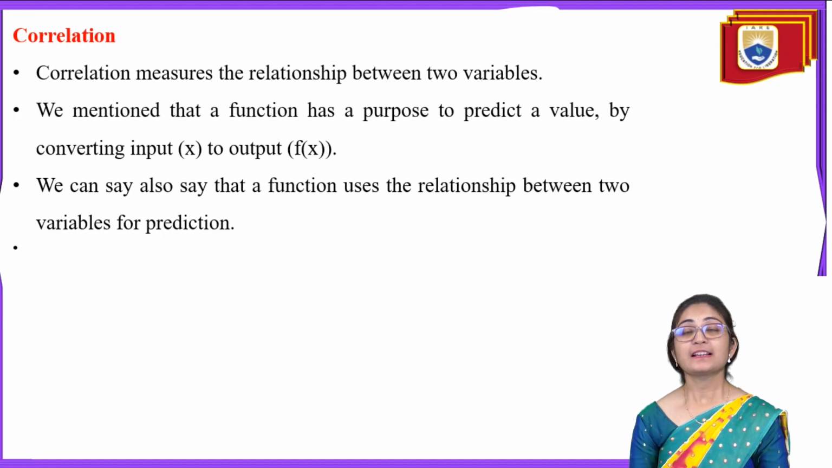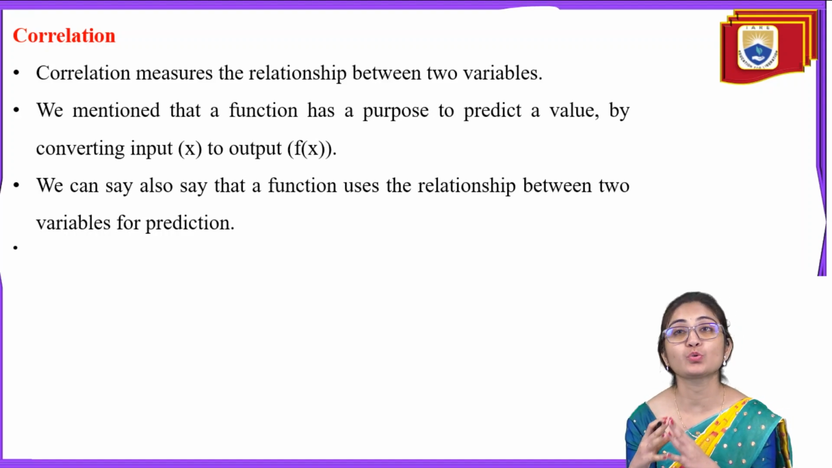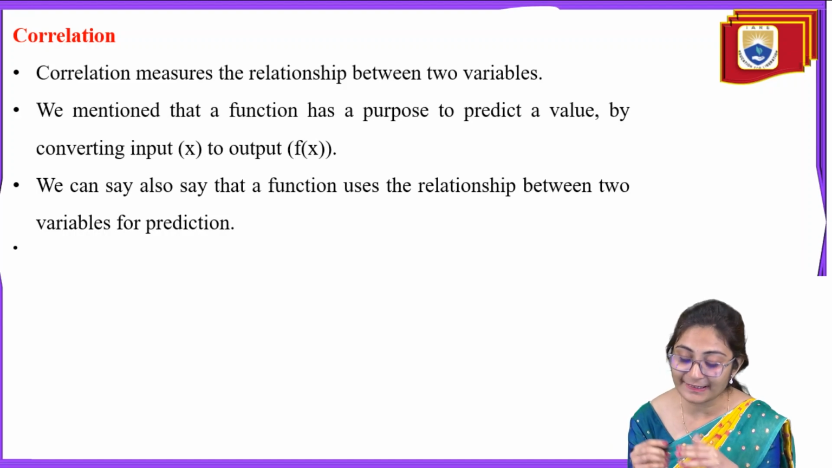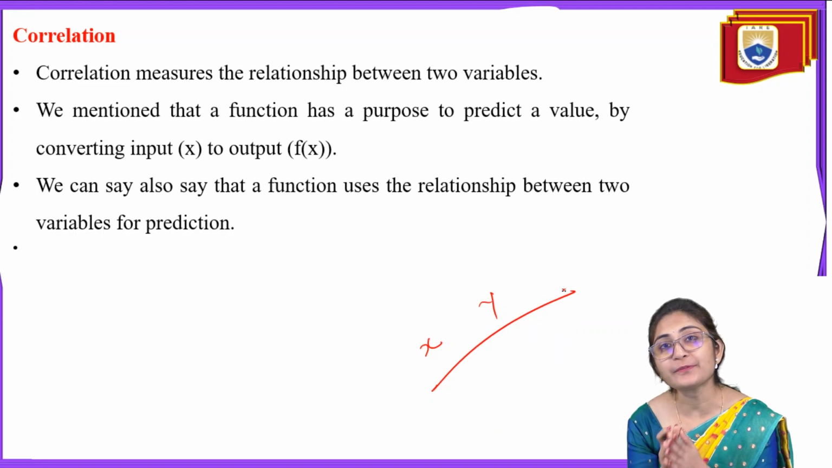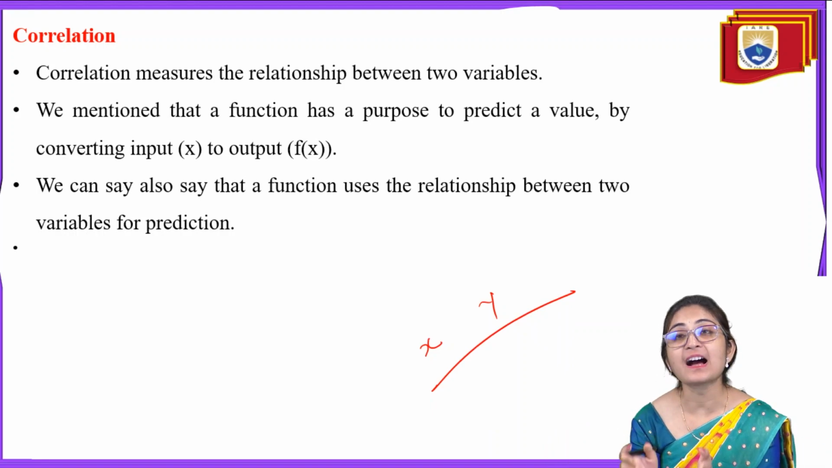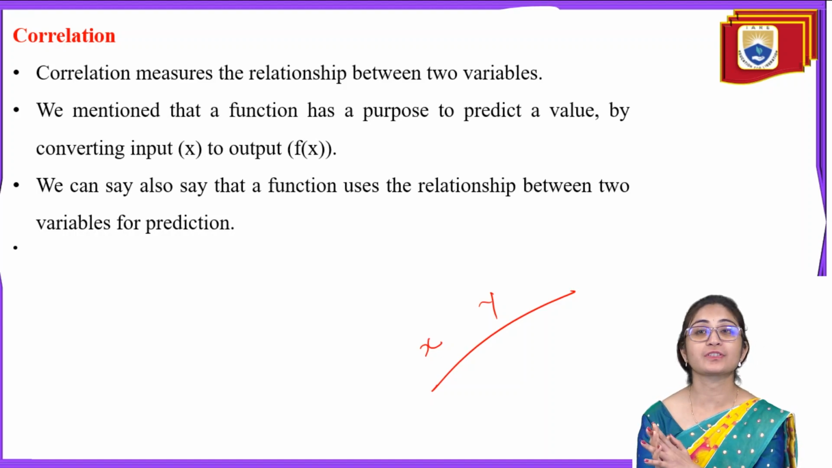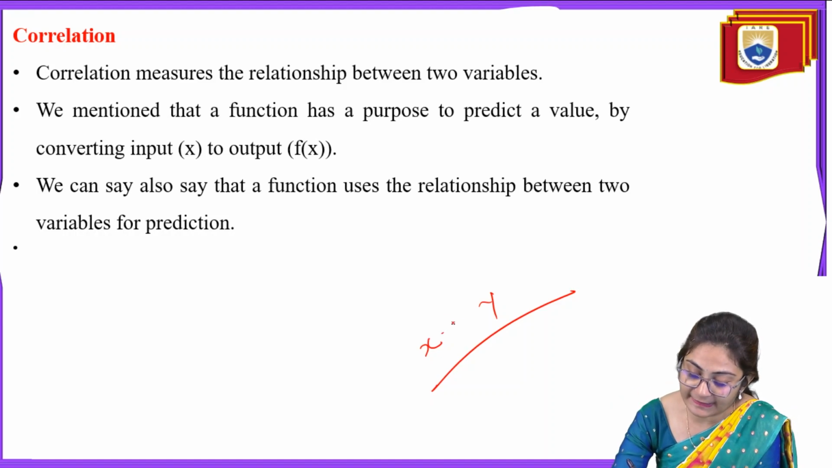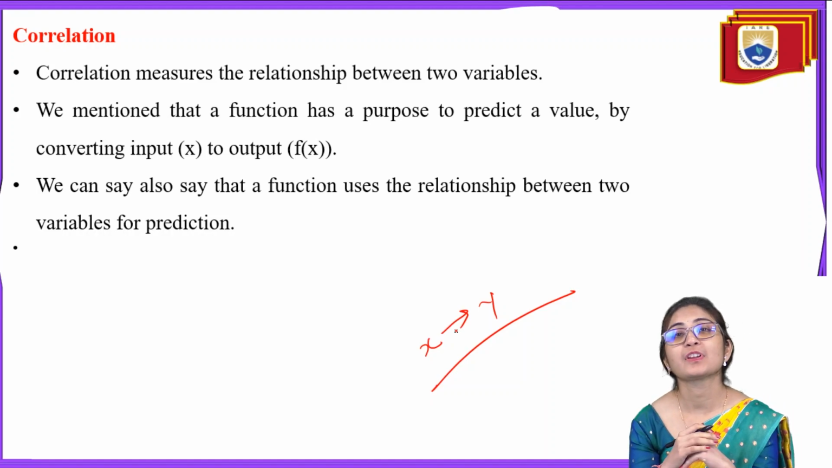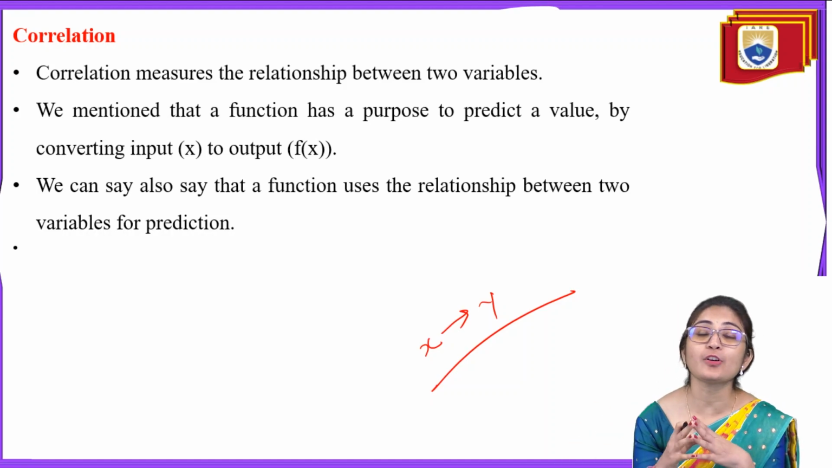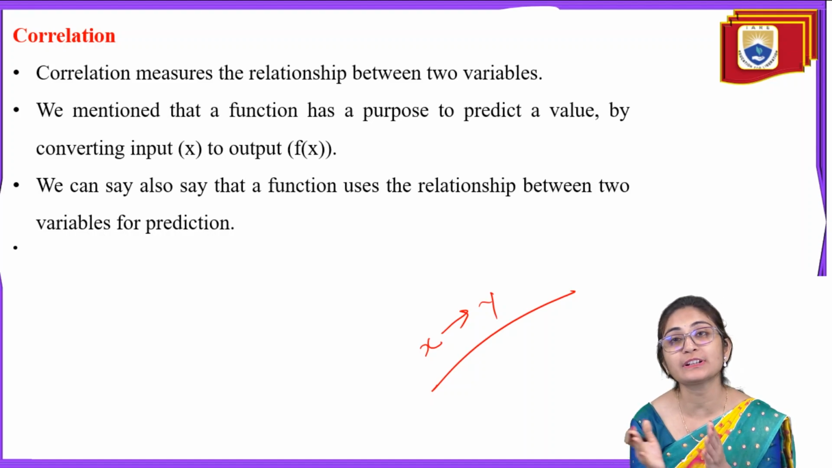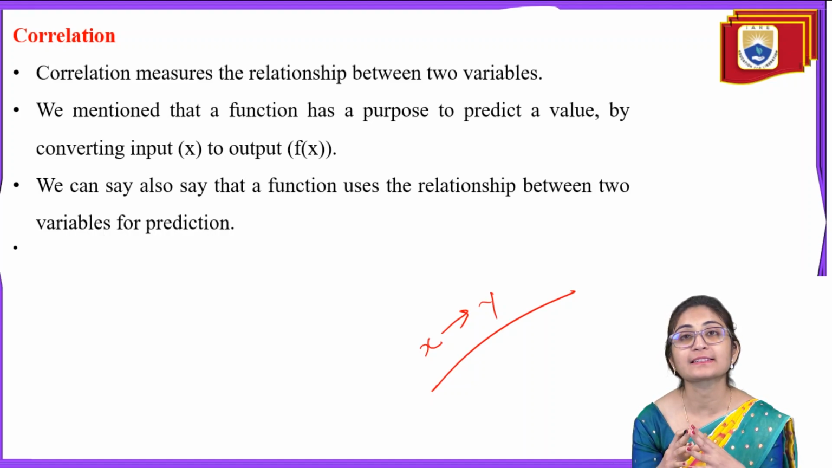Correlation measures generally the relation between two variables. For example, there is an x and a y, two variables. So definitely both variables are related to each other, both are linked with each other. For example, we can say that x tends to y. So in short, we can say y is totally dependent on x.